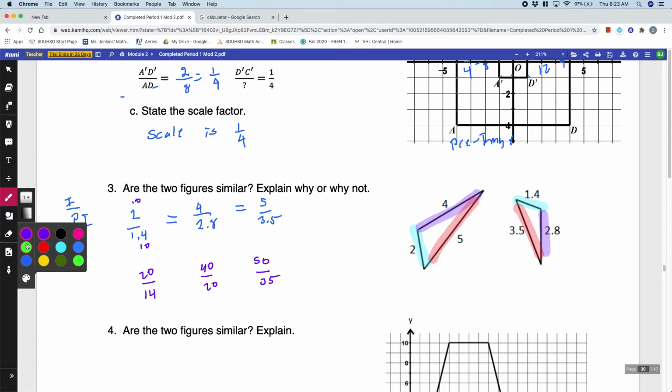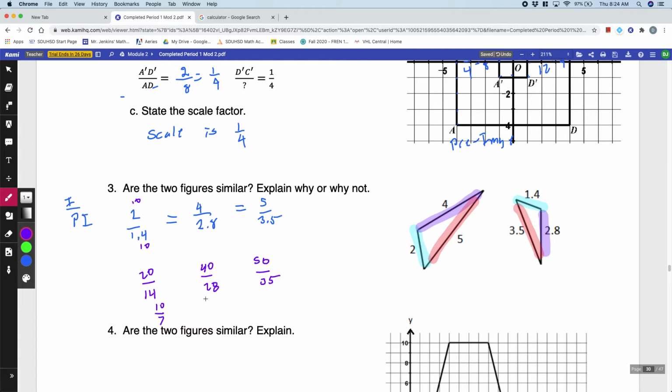Now let's reduce all these fractions and see what I get. If I reduce these both by 2, this would give me 10 over 7. Okay, that's it reduced. Sorry, I messed up. This was 2.8, so this would be 40 over 28. If I reduce all these by 4, 40 divided by 4 is 10, 28 divided by 4 is 7. Oh, look, those ratios are equal.